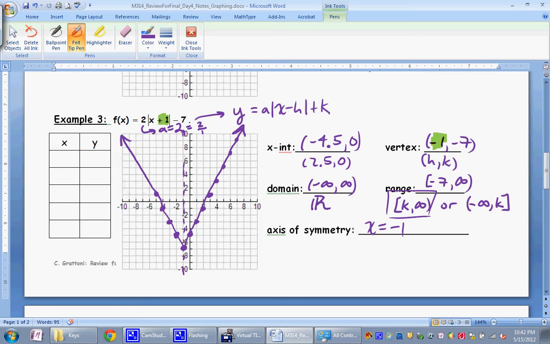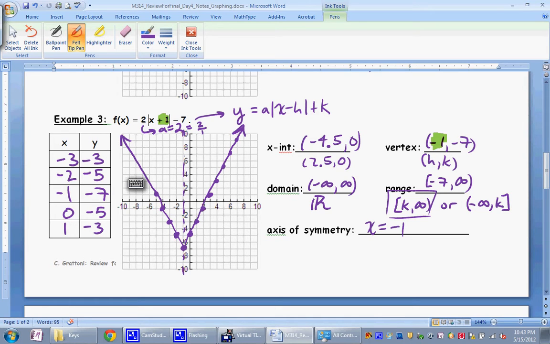And then go ahead and fill in your table. We have -1, -7 as our vertex, and we can build outwards from there. 0, -5, 1, -3. In the other direction, we have -2, -5, and then -3, -3.